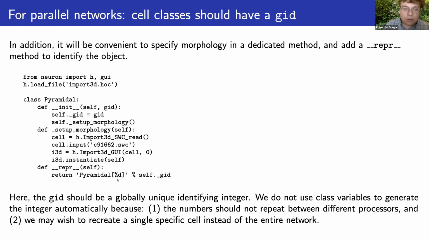All right. And so we're going to want this GID to be a unique identifying integer. And we're not going to have these auto-generated within the cell class for 2 reasons. First of all, if every processor is running them independently, they have no way of knowing what exists on other processors, except by some logical rule. So the cell class can't be responsible for auto-generating numbers. And also, just because we do a network simulation doesn't mean we'll never want to go back and look at any individual cell in isolation.